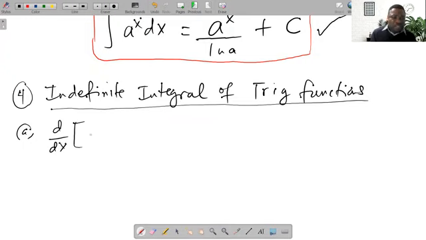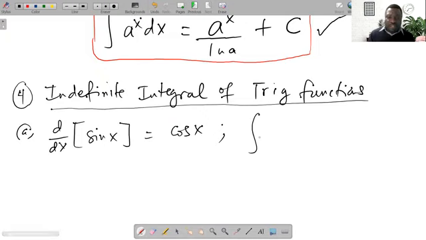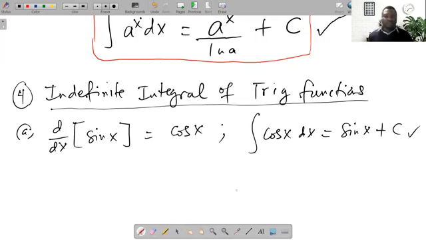I think we considered this last time also, but let's start with d/dx. If I have d/dx of, well, let me start with the sine of x, this is always going to give you cosine of x. All right. So what that means is that if I take the integral of cosine of x dx, that should give me what? Sine of x plus c. This is always true.